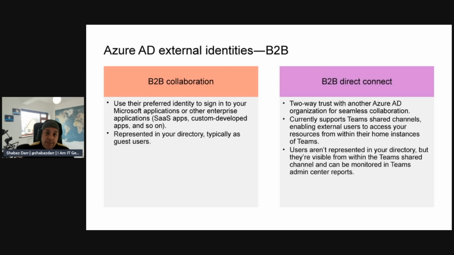The external user uses the preferred identity of their home tenant, and this is represented in your directory typically as a guest user. We then got B2B Direct Connect. This is a two-way trust for another Entra organization to seamlessly collaborate. It currently supports Teams shared channels, enabling external users to access your resources from within their home instances of Teams as well. Users are not represented in your directory, but they're visible from within the Teams shared channel, and can be monitored in Teams admin center reports as well.